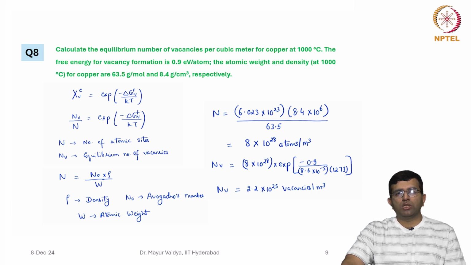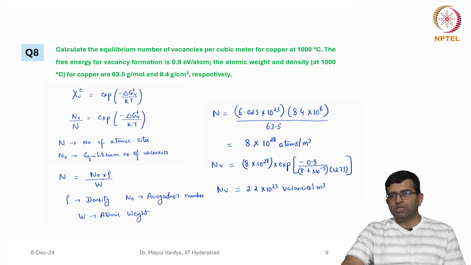Now, you can put in this formula N_V is equal to N into exponential of minus 0.9 divided by kT, with N being 8 into 10 power 28. Again, remember k, because we are putting G or delta G in eV, k also has to be put in eV, which is 8.6 into 10 power minus 5. And temperature in these formulas is always in Kelvin.